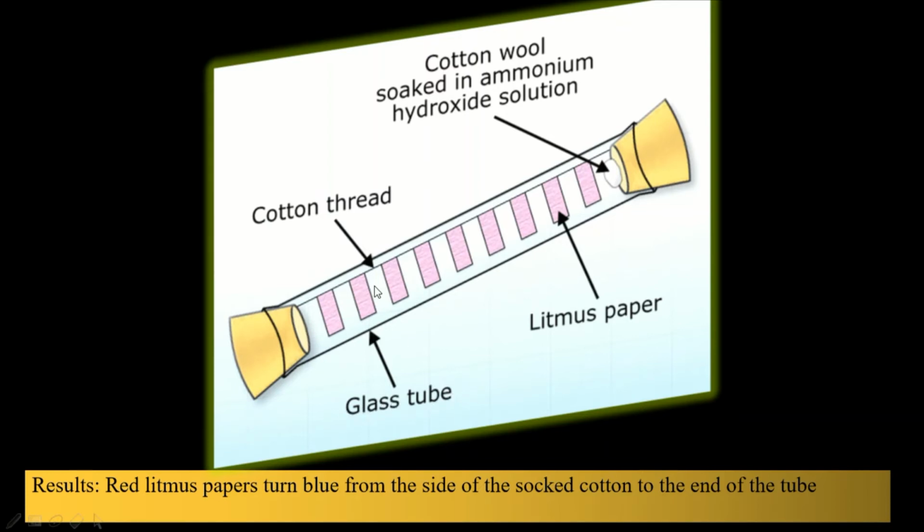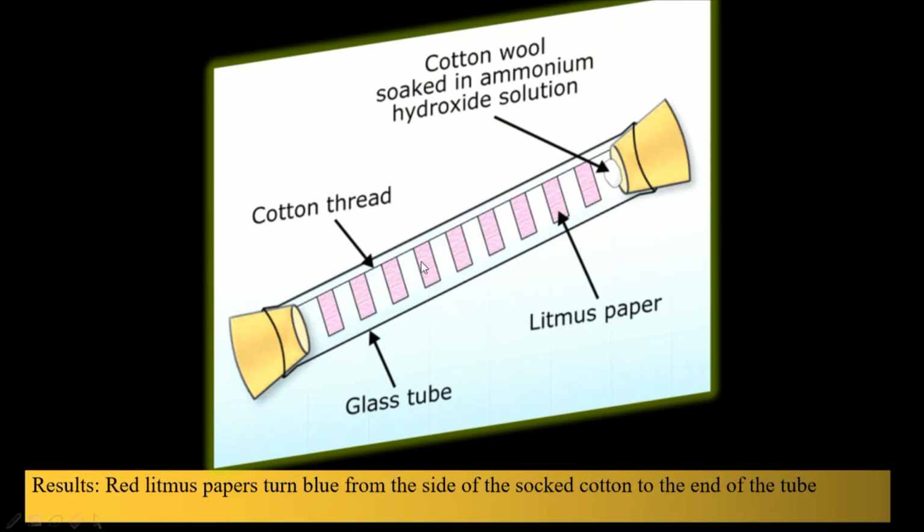Now in our glass tube we want to fit in our red litmus paper. The red litmus papers that we put in should be at an equal interval. If you have 1 centimeter from your wooden stopper to your first litmus paper, then from your first red litmus paper to the second red litmus paper, it should also be 1 centimeter. In short, our spacing should always be equal in order for us to obtain accurate results.